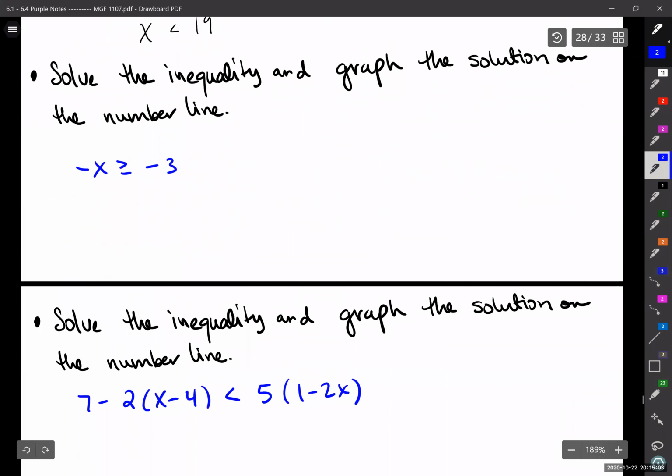Why don't we take a moment to solve this next one? I would tell you guys to be cautious. There's one trick here.